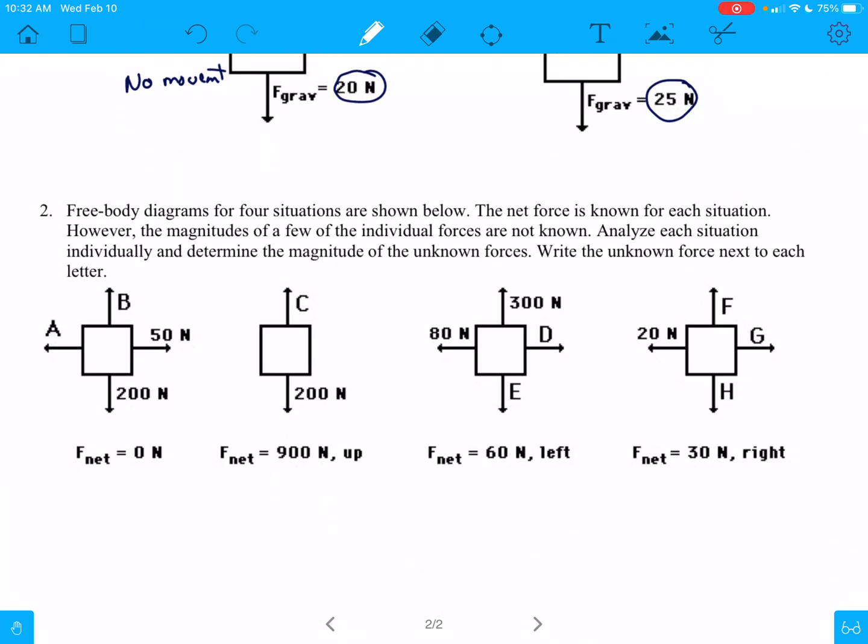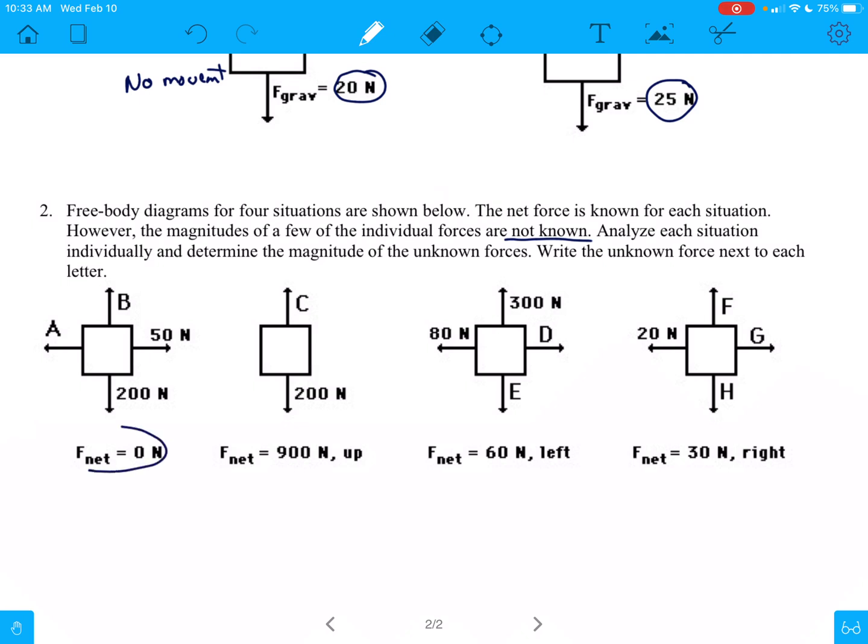These are more complex. Free body diagrams for 4 situations are shown below. The net force is known for each situation. However, the magnitudes of a few are not known. So we need to figure out the magnitudes. Analyze each situation and determine the magnitude of the unknown forces, and write the unknown force next to it. Oh, we're going to have to fill in the blanks here.